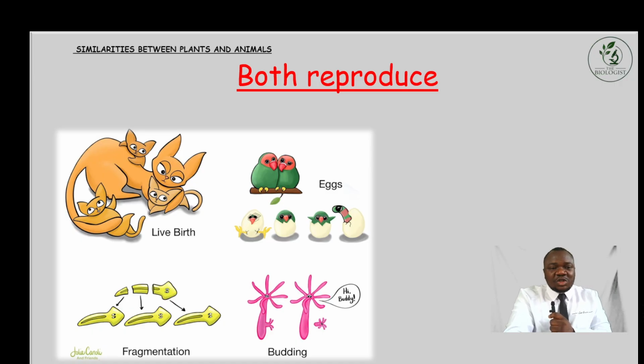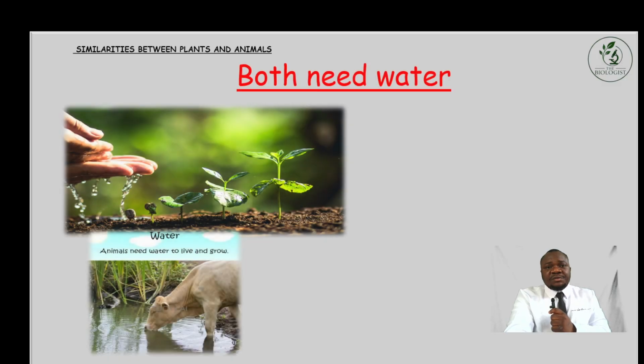You have some unicellular organisms that undergo fragmentation. You have budding, hydra, and all that. All these are types of reproduction that go on in both plants and animals. Don't forget, you have higher animals and lower animals. You have higher plants and also lower plants. So this is very important.